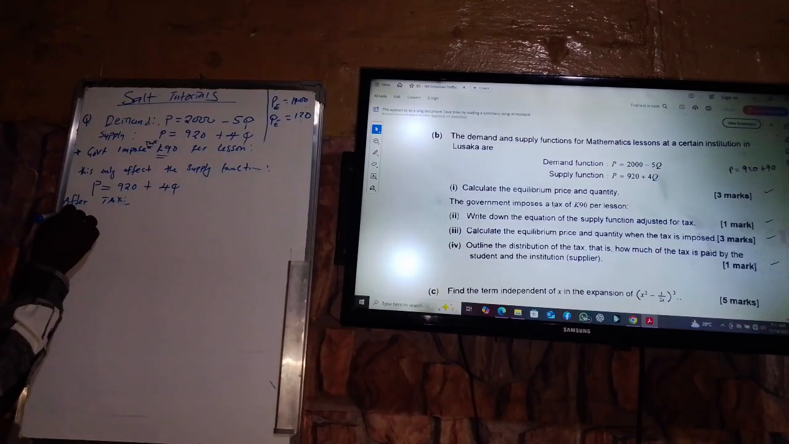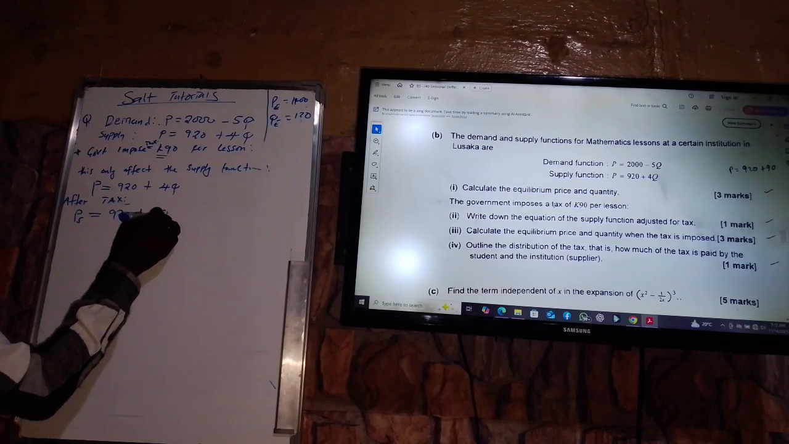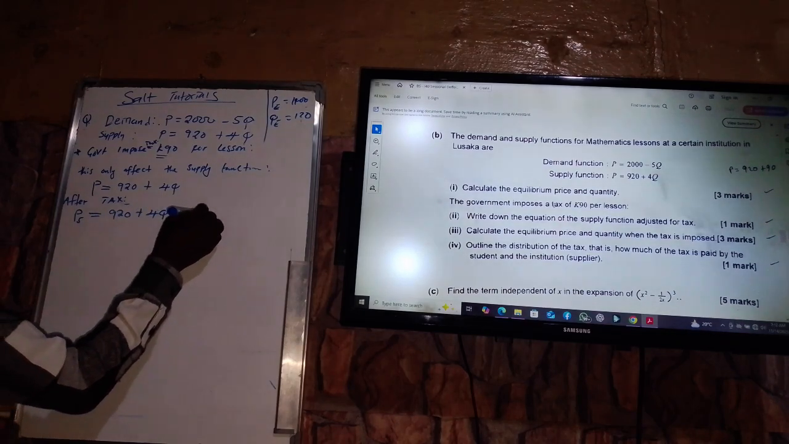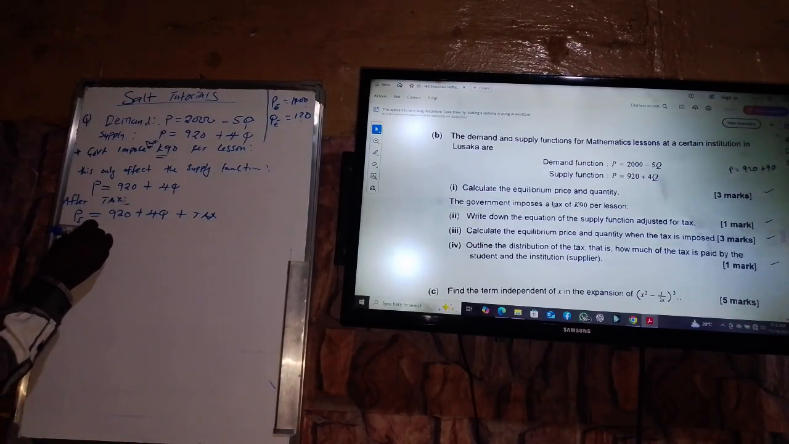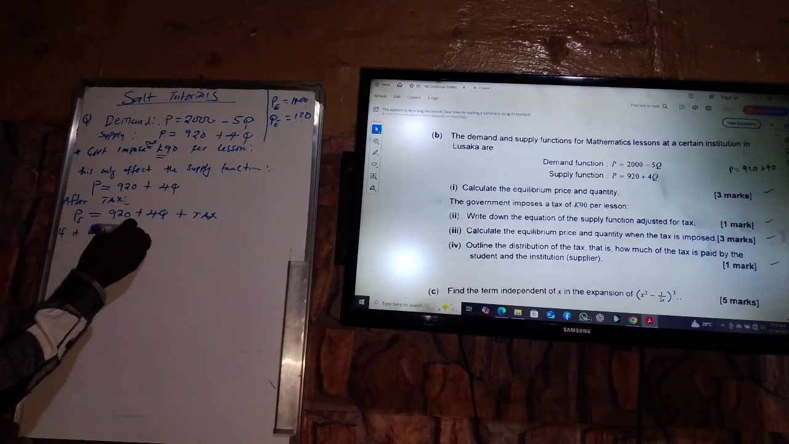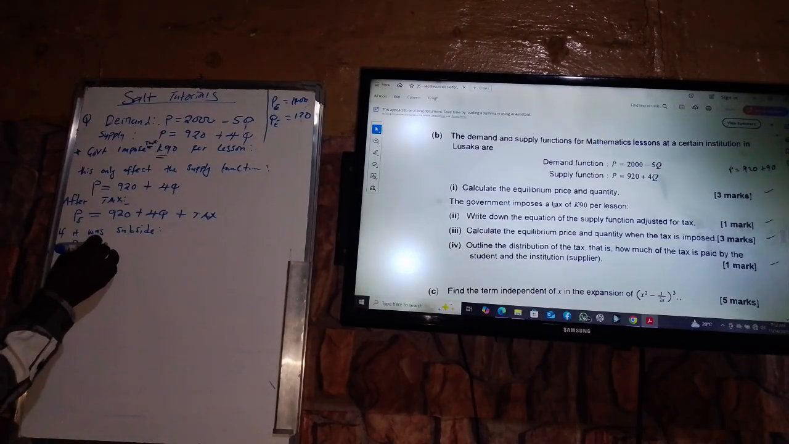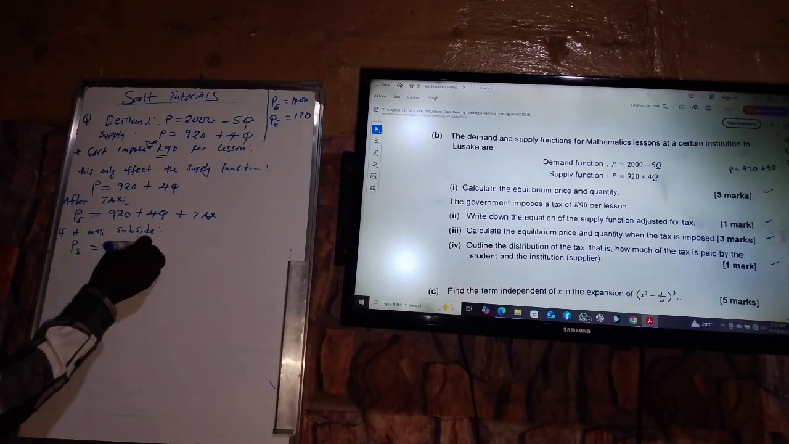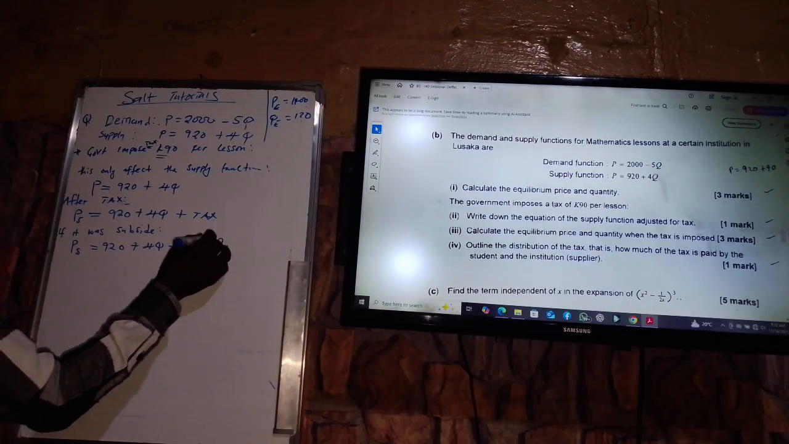Then our PS, which is a supply function, should be equal to 920 plus 4Q plus tax. This is what we're expecting to have. If it was a subsidy, what am I expecting? I'm expecting PS to be equal to 920 plus 4Q minus subsidy. Take note of these two equations.